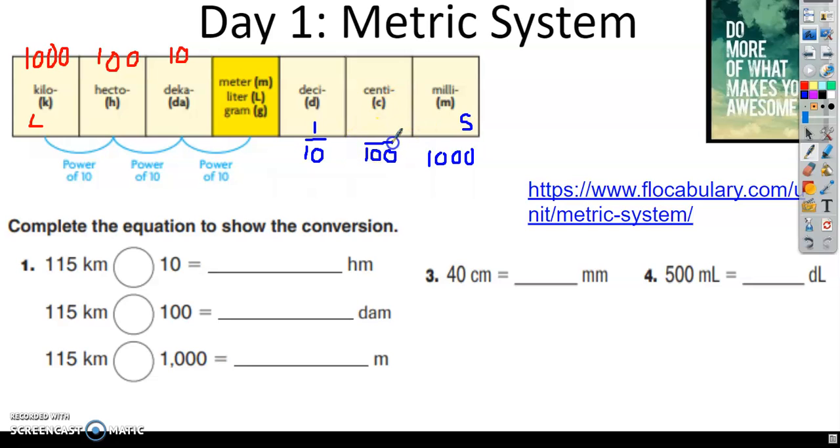I'd ask you now, how many centimeters are in 1 meter? You would tell me there are 100 centimeters making up 1 meter. And then if I asked you how many millimeters make up 1 meter, you also would tell me, I think, Miss Serapin, that there are 1,000 millimeters making up 1 meter.